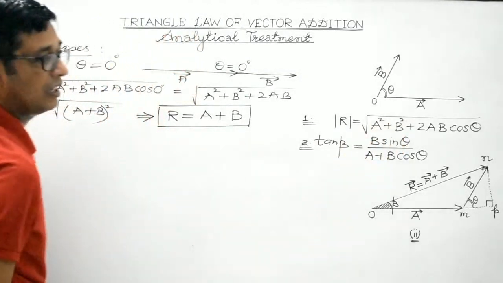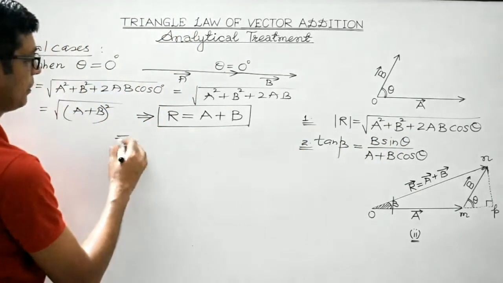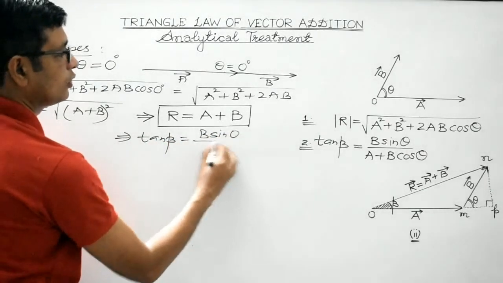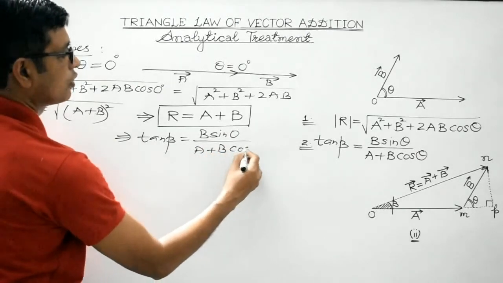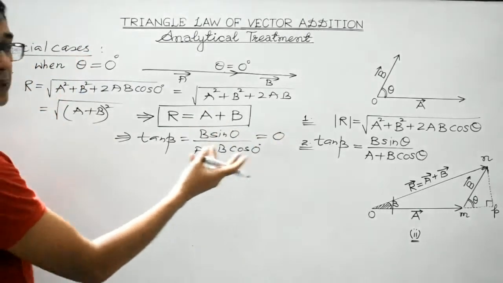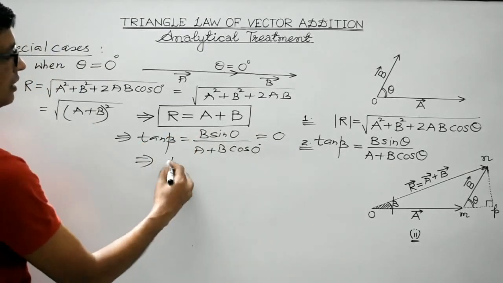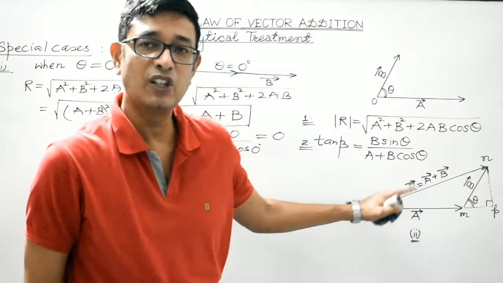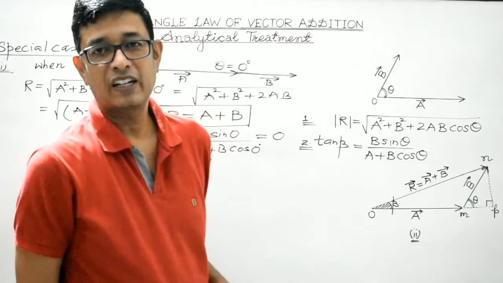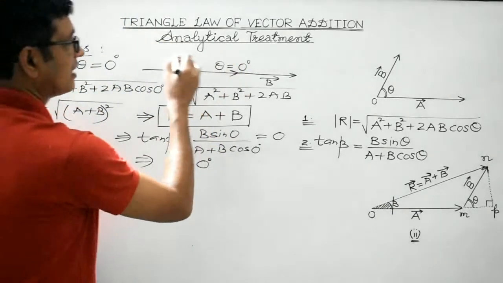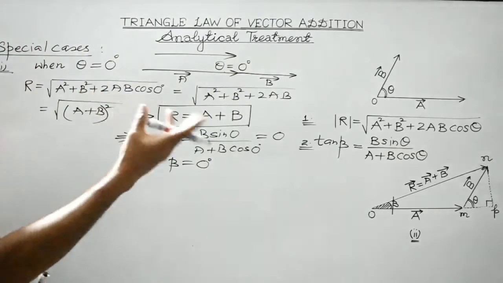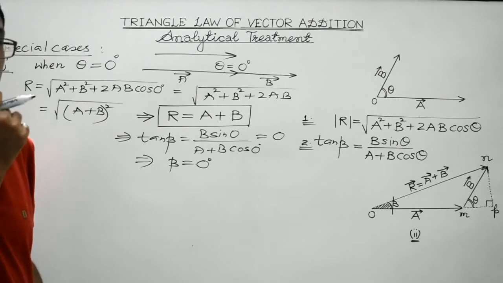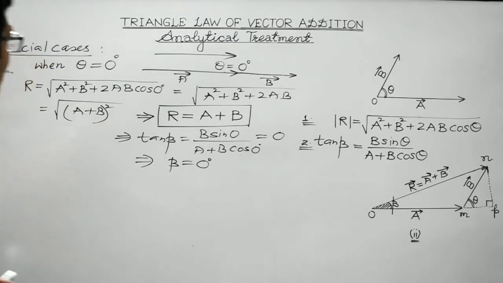Substitute theta as 0 over here. Sin 0 is 0. So it implies that tan beta would be equal to b sin 0 divided by a plus b cos 0. Sin 0 is 0. 0 divided by anything is 0. So tan beta is 0, which implies that beta is equal to 0 degree. So the resultant will make an angle of 0 degree with a vector or b vector. That is, in this case, the resultant will be directed along the direction of a vector and b vector itself. So beta in this case would be 0 degree. I hope you have understood this case 1, students, right? So let's proceed with case 2.